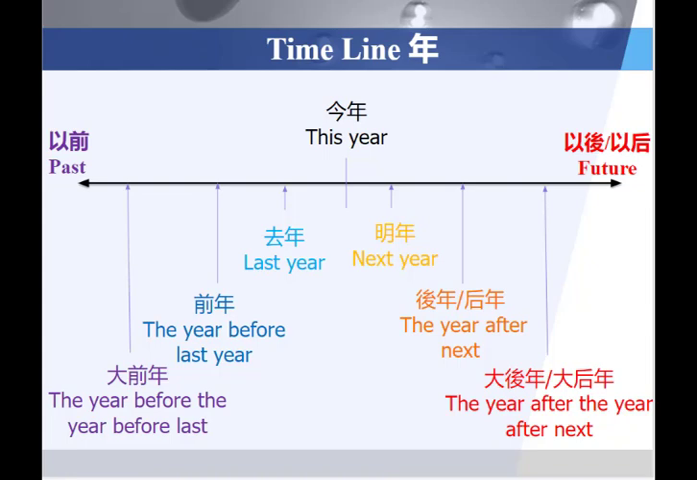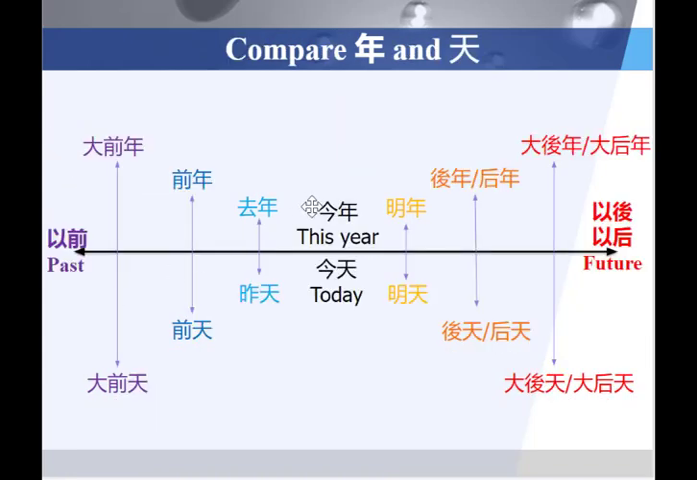Let's take a look at both of them together, okay? So here I have 年 on the top and 天 on the bottom. And notice the similarities. 今年, this year, 今天 today. 明年, next year, 明天 tomorrow. 后年, the year after next. 后天, the day after tomorrow. And thereafter, you add 大. And you can keep adding 大.